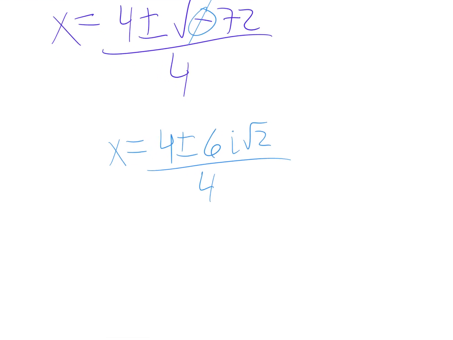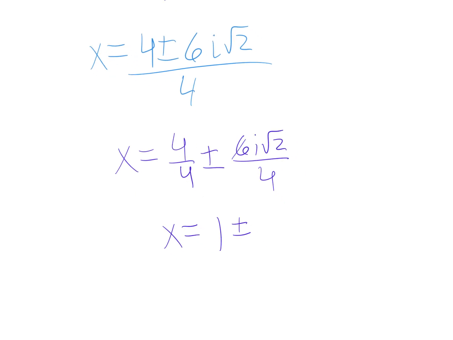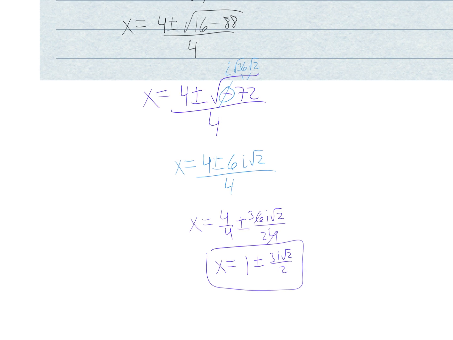All right, and now we want to simplify this a little bit. We get x equals 4 over 4 plus or minus 6i square root of 2 over 4. So 4 over 4 just gets you 1. And then plus or minus 6 and 4 we can simplify into 3 over 2, so plus or minus 3i square root of 2 over 2. I'll zoom out so that you can see the whole thing.